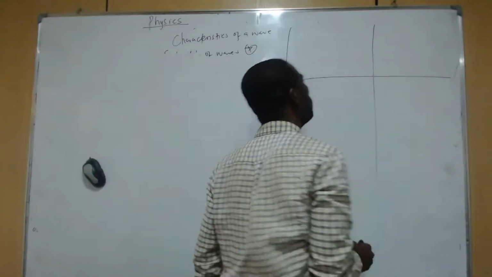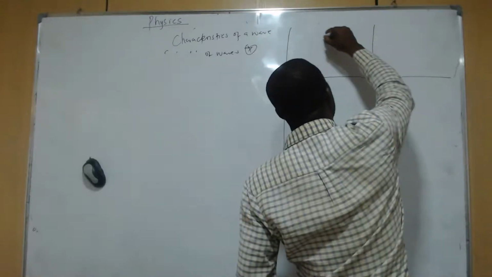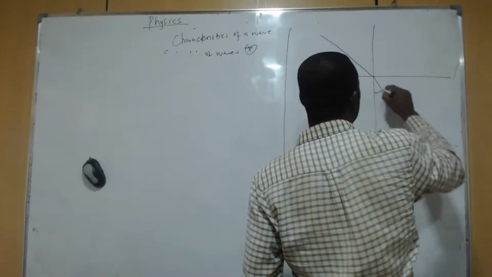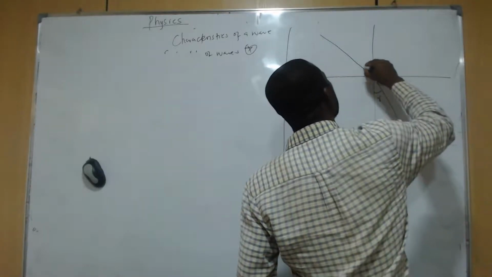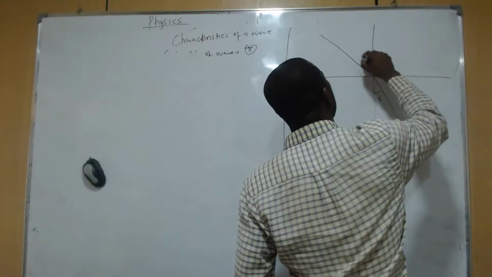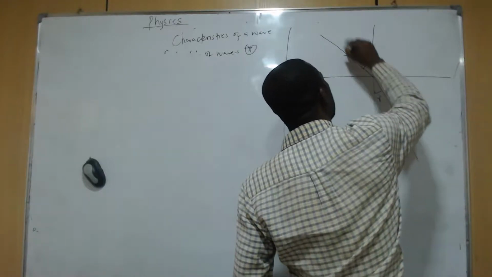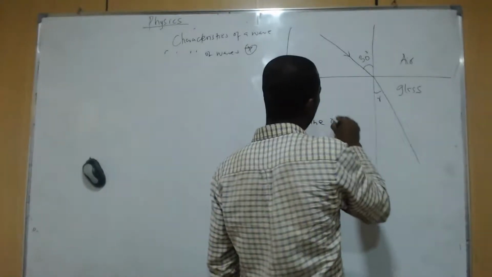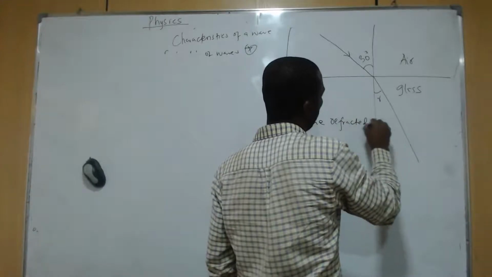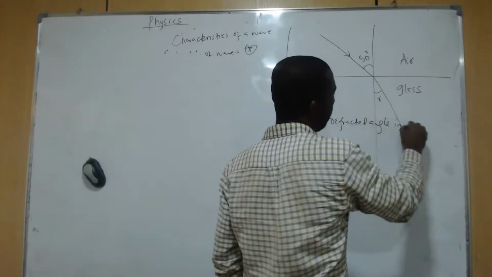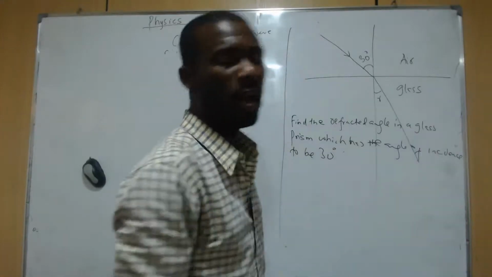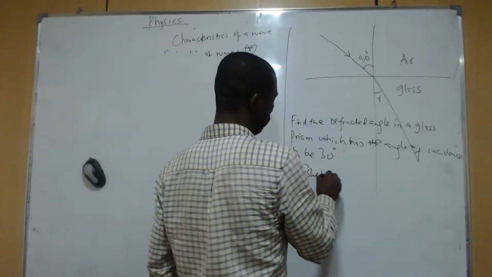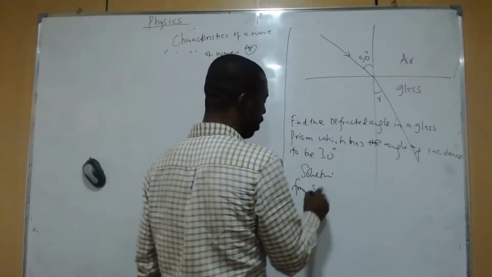This is a normal. Now we have the incident angle coming in. We have a refracted angle, which is R. And this is the incident angle, let's say 30 degrees. The refracted angle is in glass. Now all we need to do is start working. Solution, from Snell's law.